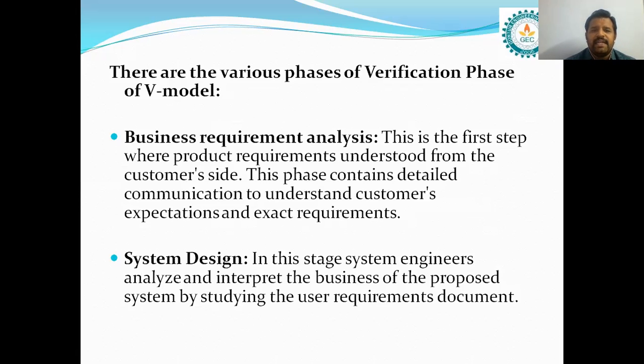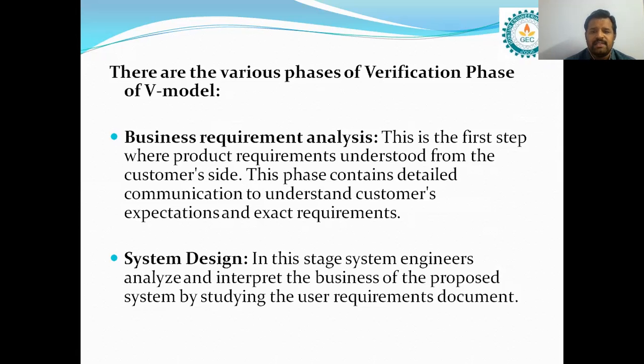This phase contains detailed communication to understand customer expectations and exact requirements. The detailed communication happens in order to gather the clear requirements of the customer. That's why we call it business requirements analysis. We have to analyze the requirements and discuss whether the customer requirements are possible to implement or not, for clear understanding and clear analysis. Right. Next one is system design.